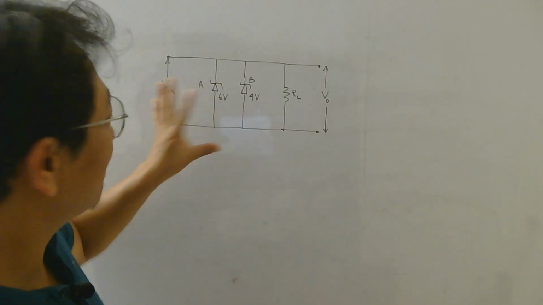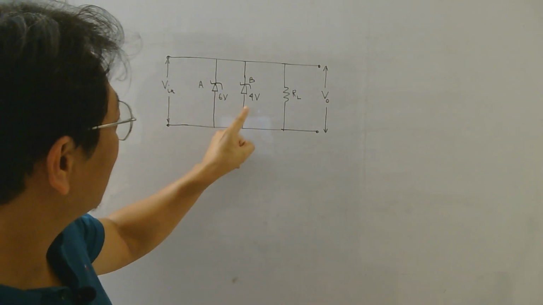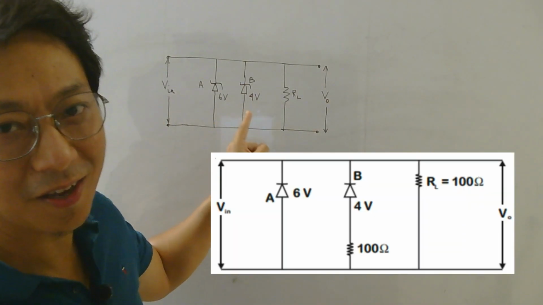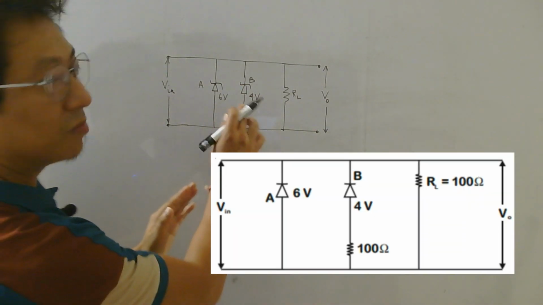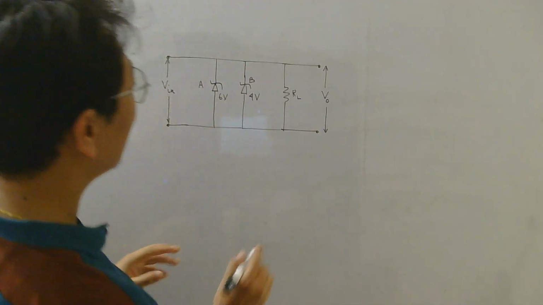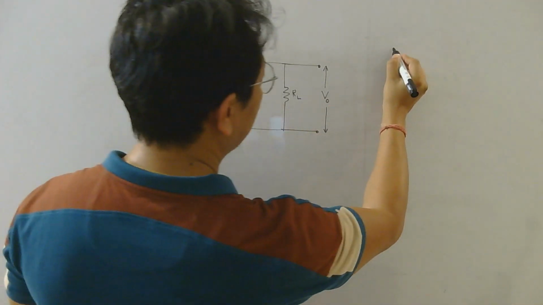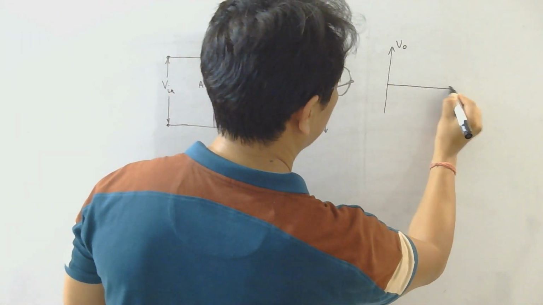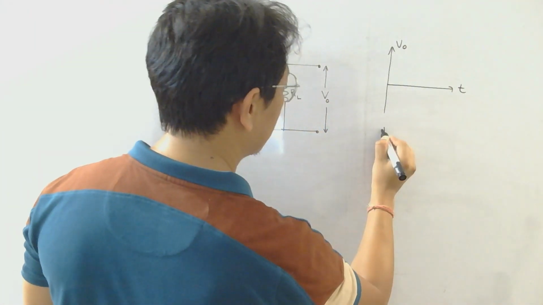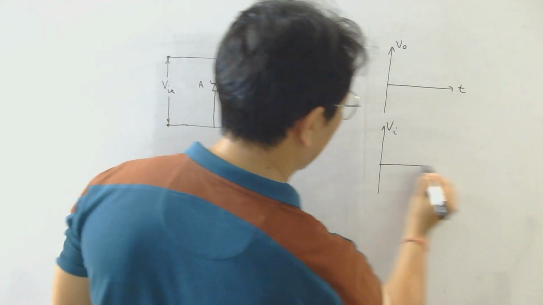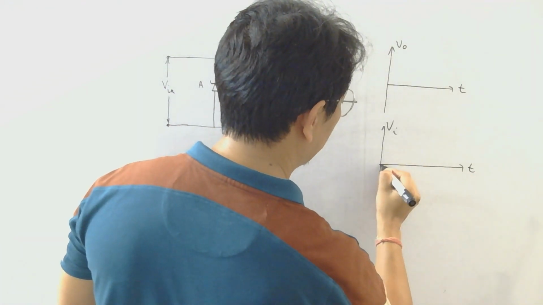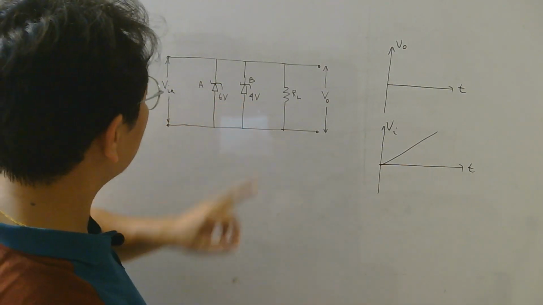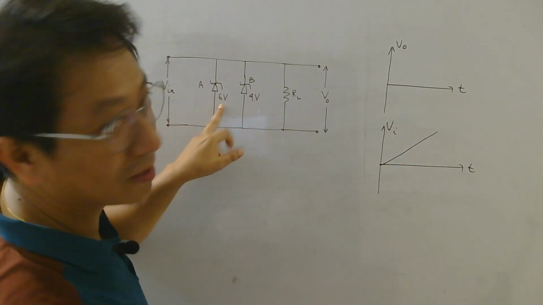Now let us consider this circuit, and we will assume that there is no resistance here for the time being. In the actual question, there is some resistance here, but we will assume right now it is not there. And we will see how output voltage will change with time, when input voltage increases linearly with time, they told, right? So input voltage increases linearly. Now these two diodes have Zener voltage 4 volt and 6 volt.